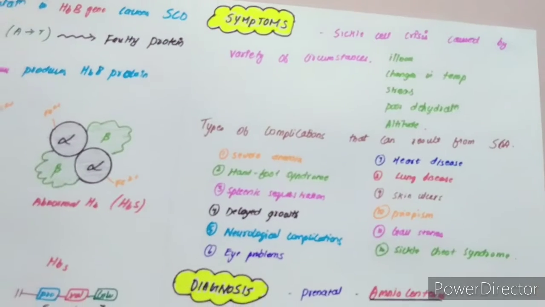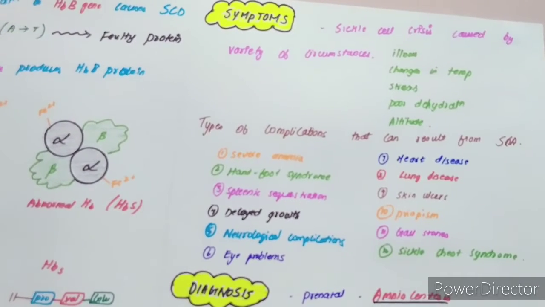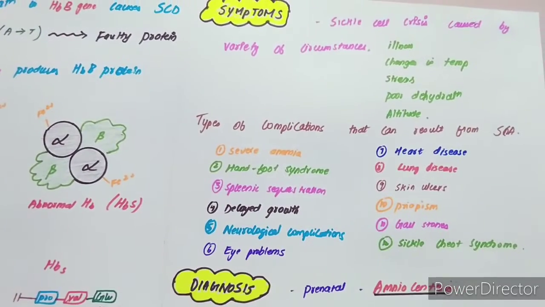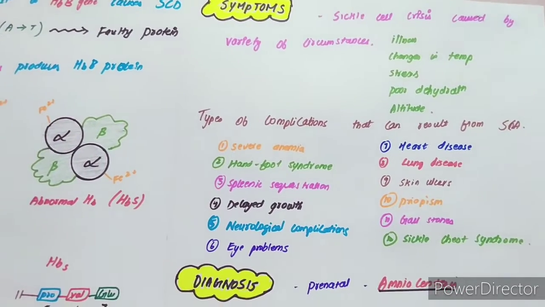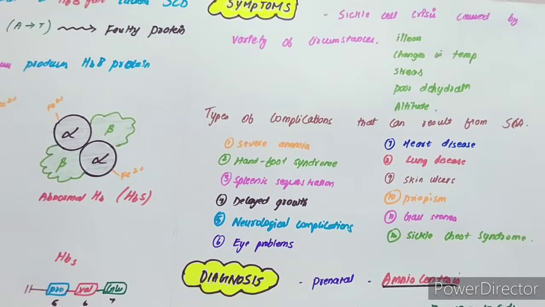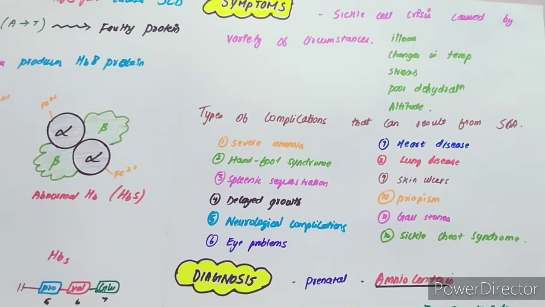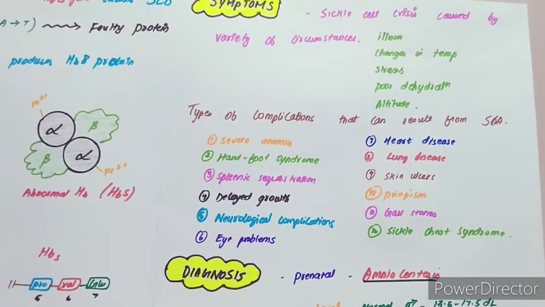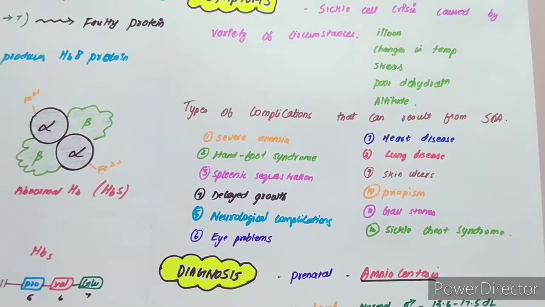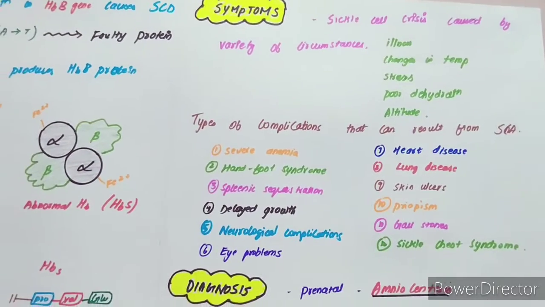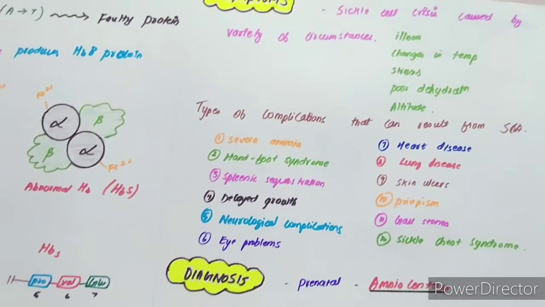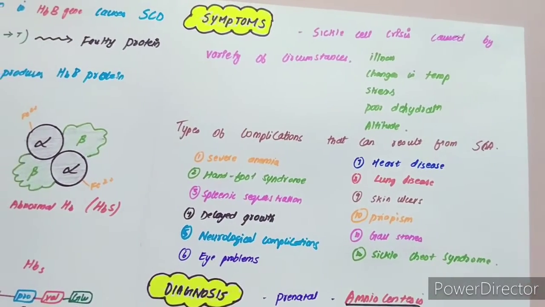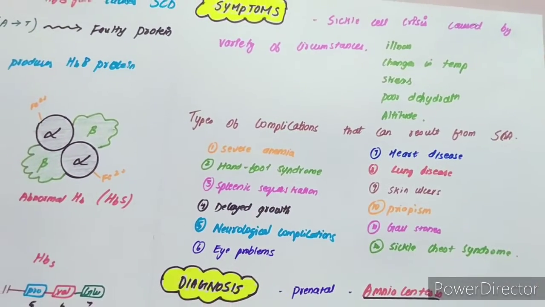Hand-foot syndrome occurs when RBCs block blood vessels in the hands or feet. This causes the hands and feet to swell, and can also cause leg ulcers. Sudden swelling of the hands and feet is often the first sign of sickle cell anemia. As we already saw, splenic sequestration can lead to two outcomes: one is splenectomy, or it can be autosplenectomy. But patients without a spleen are at higher risk of infection by bacteria such as Streptococcus, Haemophilus, and Salmonella species.